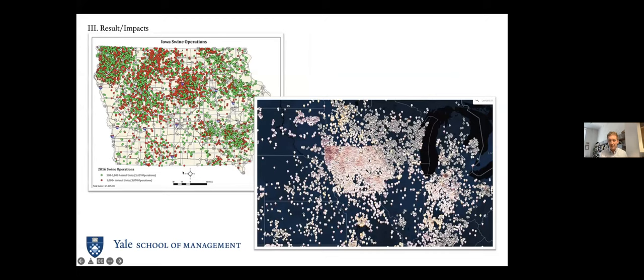Here's that example of Iowa. Just look at this map of these little dots. These are where CAFOs are. And you can see Iowa and Illinois especially, it's a free for all.